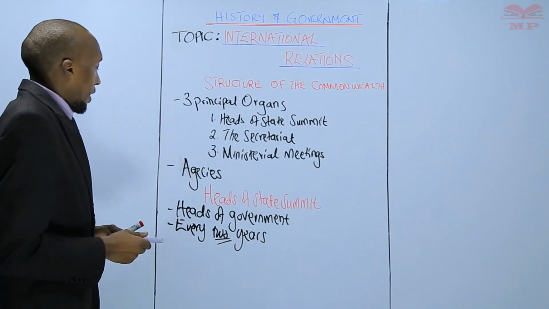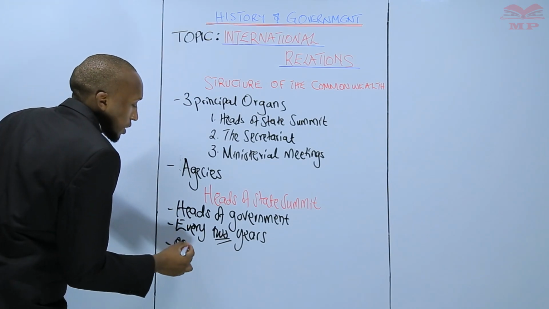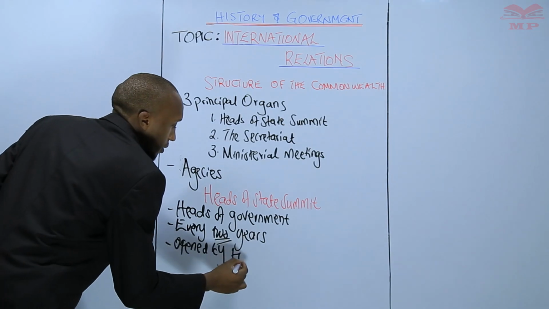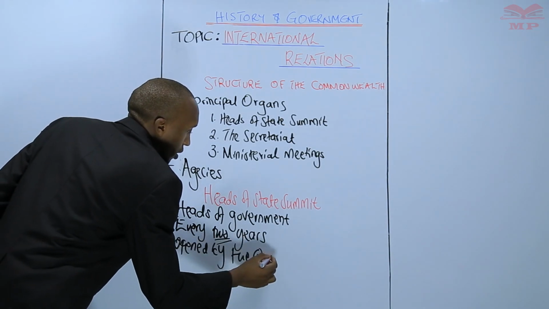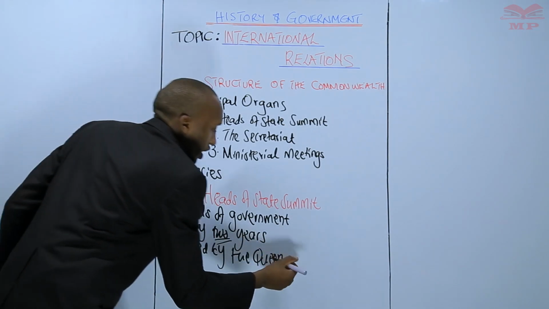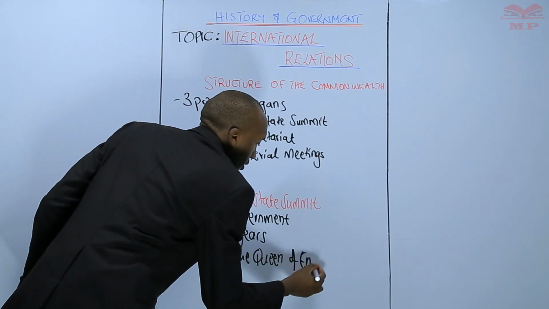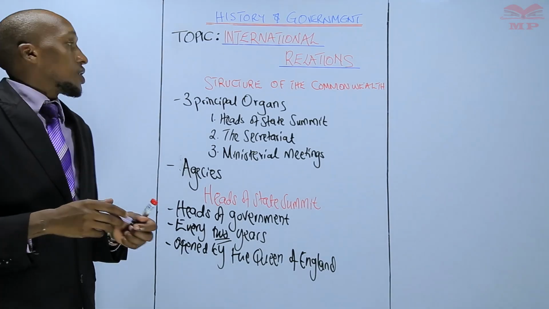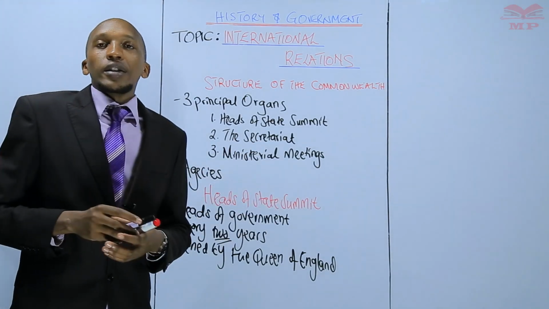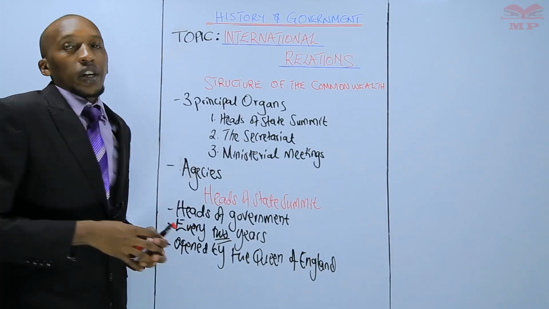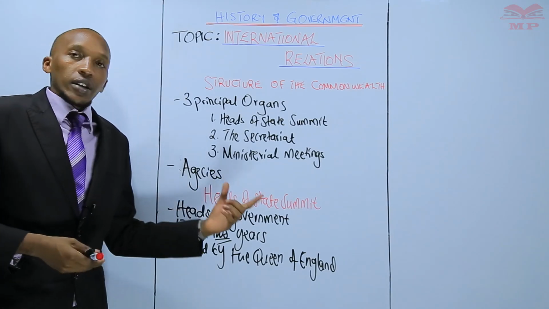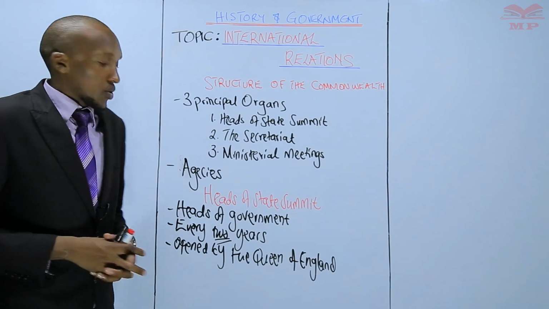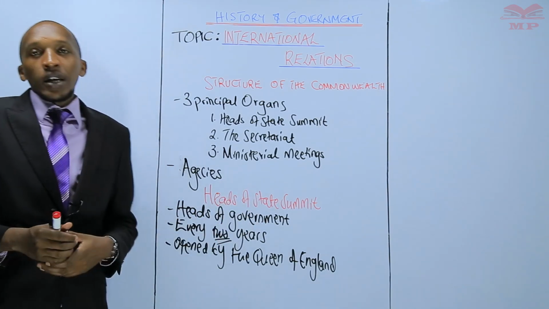It is also opened by the Queen or King of England. Remember, we said members of the Commonwealth pledge allegiance to the crown. So the Queen is the head of the Commonwealth nations, and this summit is opened by the Queen.